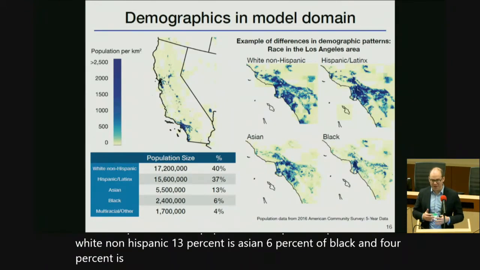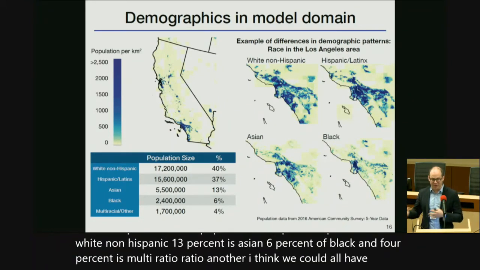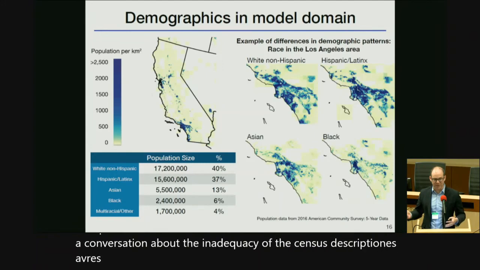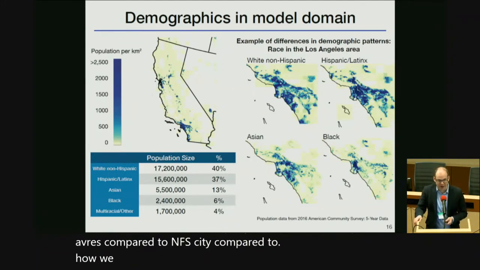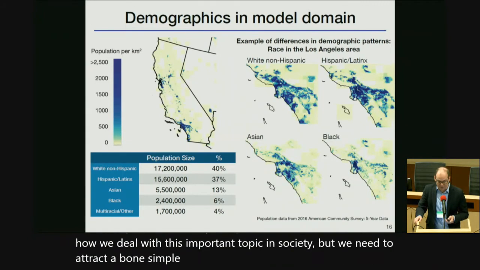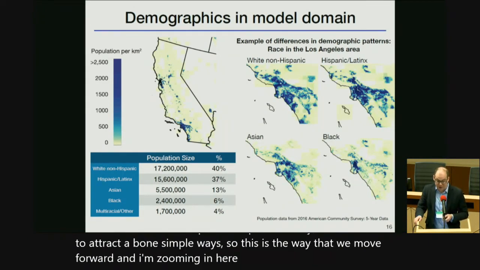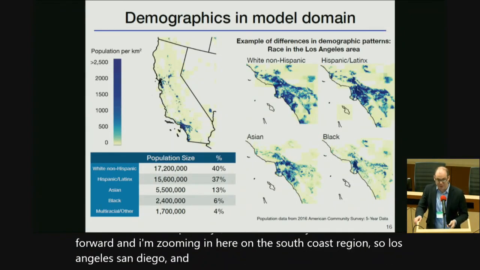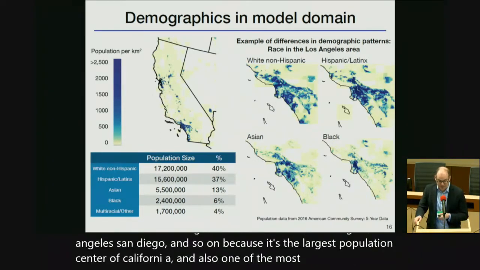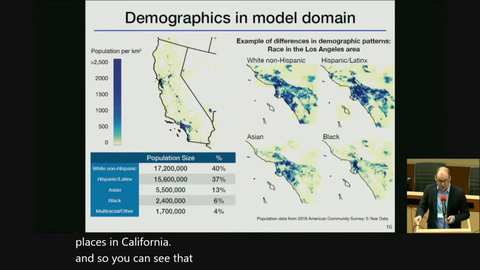I think we could all have a conversation about the inadequacy of the census descriptions of race and ethnicity compared to how we deal with this important topic in society, but we need a tractable and simple way, and so this is the way that we move forward. And I'm zooming in here on the South Coast region, so Los Angeles, San Diego, and so on, because it's the largest population center of California and also one of the most diverse places in California. And so you can see that the population settlement patterns are different.